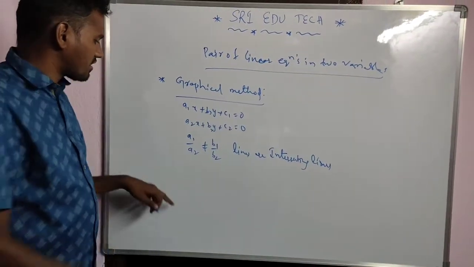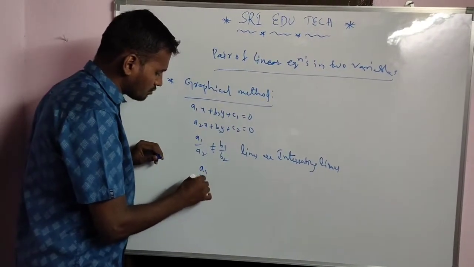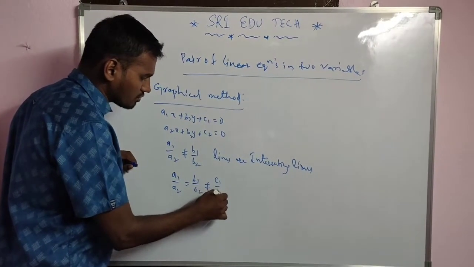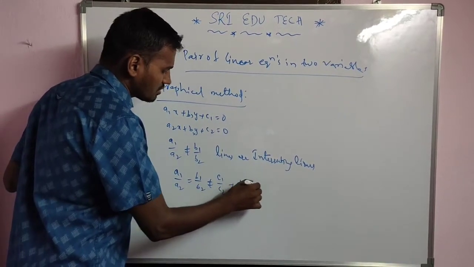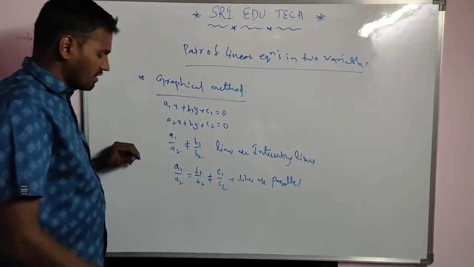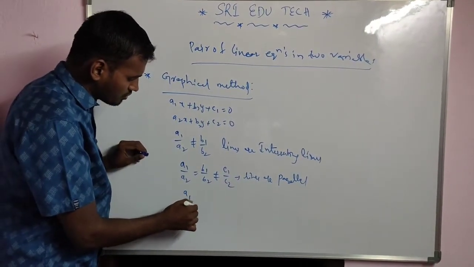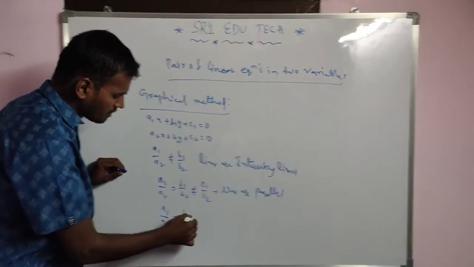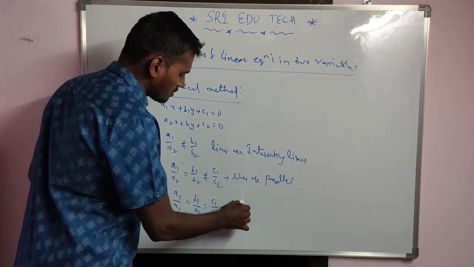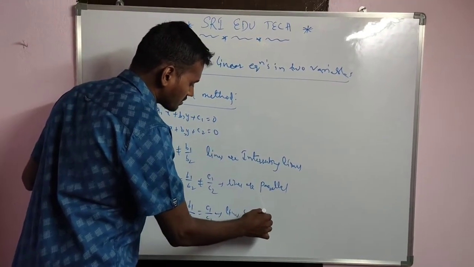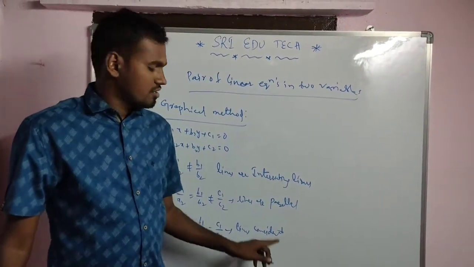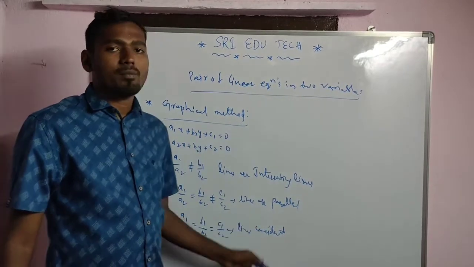Next, if a1 by a2 is equal to b1 by b2 not equal to c1 by c2, then the lines are parallel. Next, if a1 by a2 is equal to b1 by b2 is equal to c1 by c2, then the lines are coincident. It means one line lies on another line. That is coincident. So this is the graphical method.